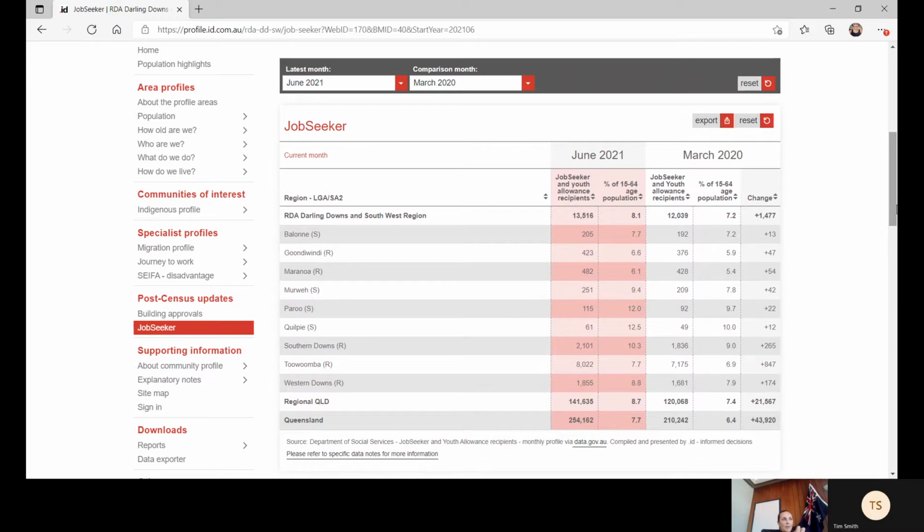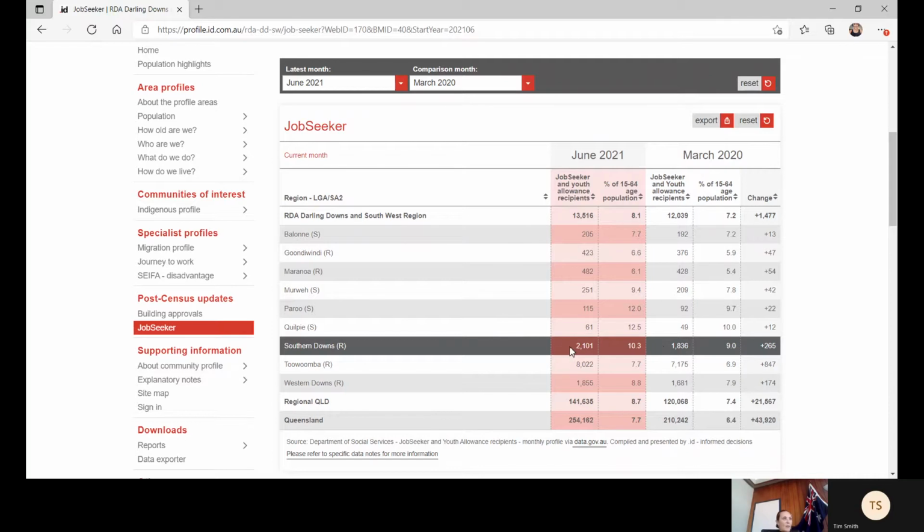Okay, so the thing I really like about this is people lining up and accessing those payments. Now, some of those people may be working a small proportion of hours on job seeker. However, it does give us a really good indication of underemployment, things like that. Now, when we look here at Southern Downs, between March of 2020, which we would consider sort of business as usual before COVID, we had 1,836 people in Southern Downs accessing job seeker or youth allowance.